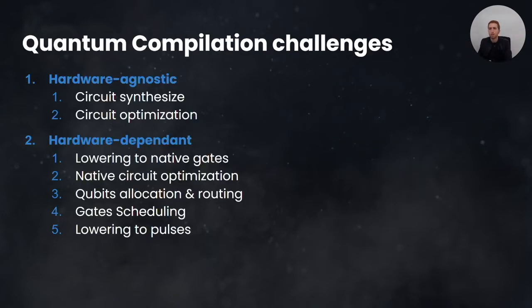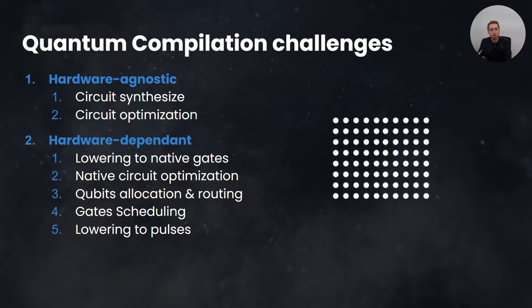So what are the challenges that we face in quantum compilation? Firstly, hardware agnostic challenges. Secondly, the hardware dependent challenges. For example, let's go over the flow. So you have some problem, right? We formalize our problem using equations, Hamiltonians, for example. The first challenge is to synthesize the equivalent quantum program or quantum circuit that solves the problem at hand. Secondly, you want to optimize the circuit, right, to make it shorter, for example.